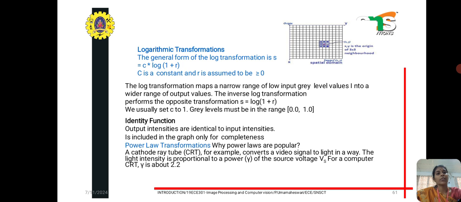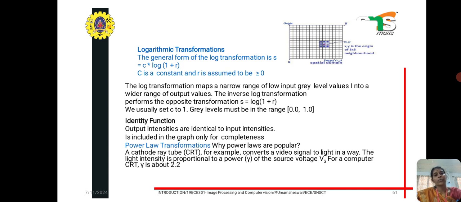The inverse log transformation performs the opposite transformation to s is equal to log of 1 plus r. We usually set c equal to 1. The gray levels must be in the range of 0.0 to 1.0. The identity function gives output intensities identical to input intensities, and is included in the graph only for completeness.